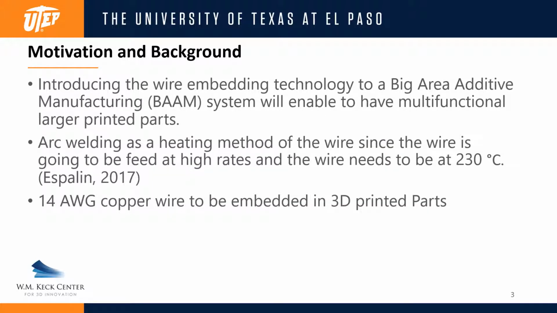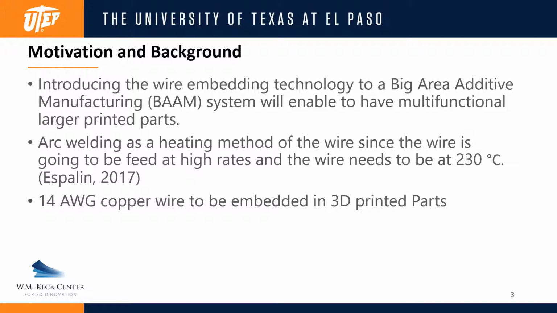The wire embedding technology basically is able to place copper wire within a plastic substrate. This technology is currently only working with plastics. So we're trying to bring that technology to a big area additive manufacturing system, which is commonly known as BAM. Having this technology in a larger system, compared to a desktop printer, which has a volume of 0.3 millimeter cube, where in the BAM you have a 18 millimeter cube in build volume. So this is making it attractive to have this technology within the system.